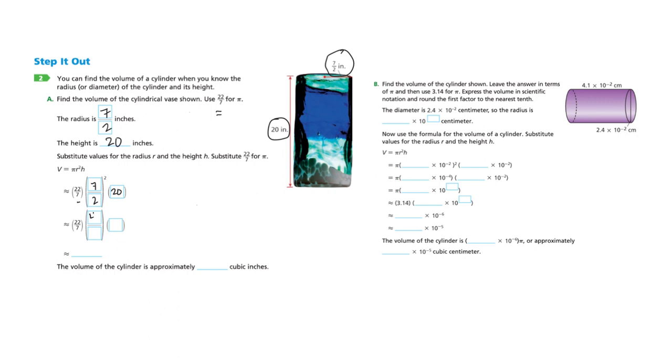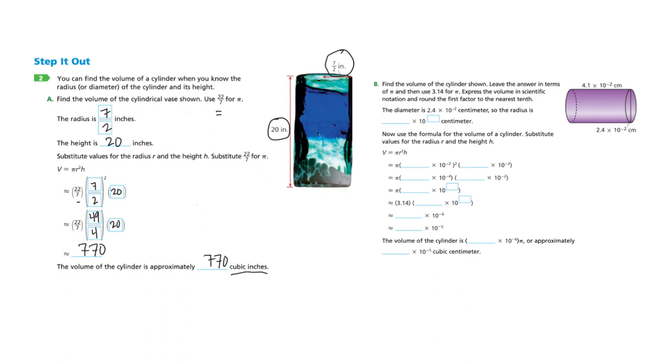7 squared is 49. 2 squared is 4. And then this is still 20. So that equals approximately 770 if you do all those calculations. So the volume of the cylinder is approximately 770 cubic inches. B, find the volume of the cylinder shown, leave the answer in terms of pi, and then use 3.14 for pi. Express the volume in scientific notation and round the first factor to the nearest tenth.